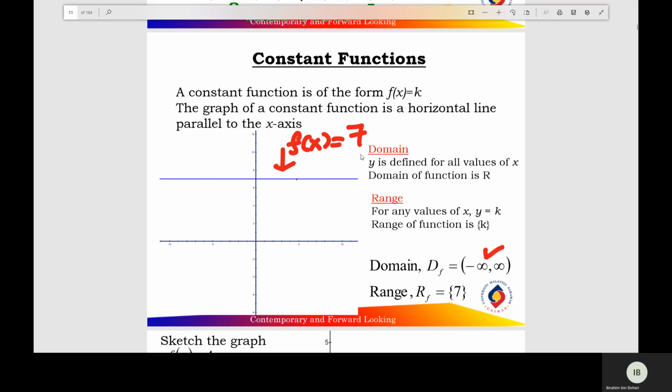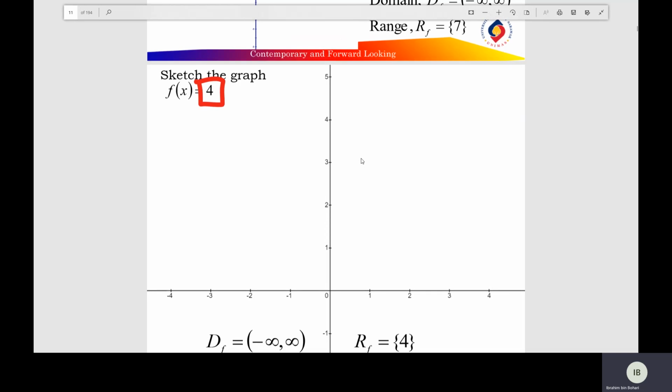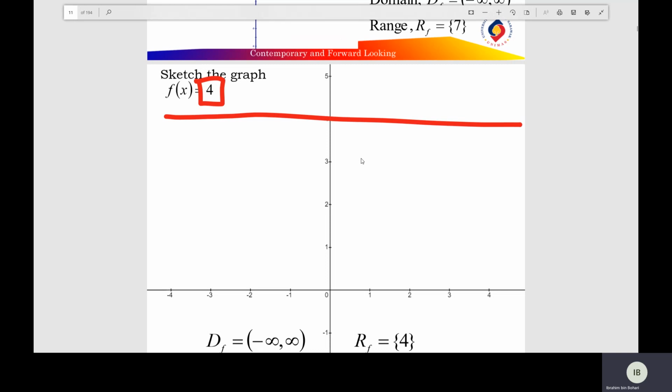Example: sketch the constant function when f(x) equals 4. First, you check the value of k. So the value of k here equals 4. And you sketch the horizontal line between negative and positive infinity. Constant function is very simple, you just sketch the horizontal line at y equals 4. And here you label the function f(x) equals 4.